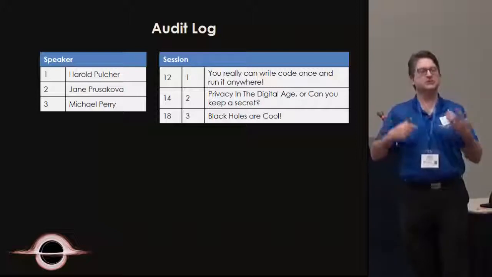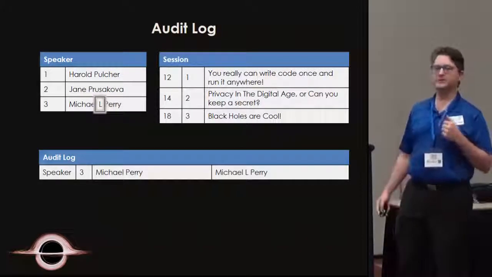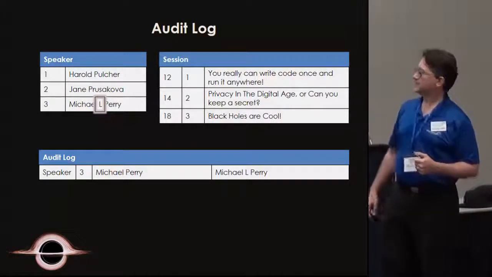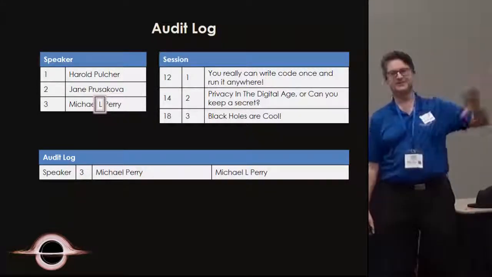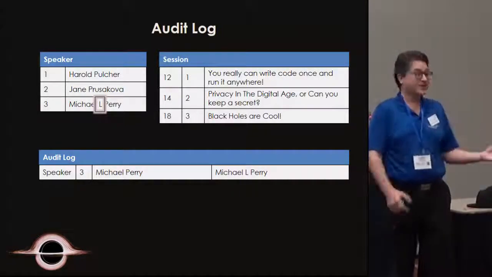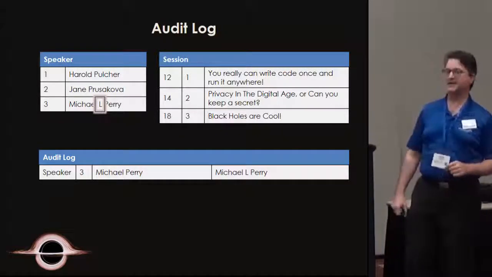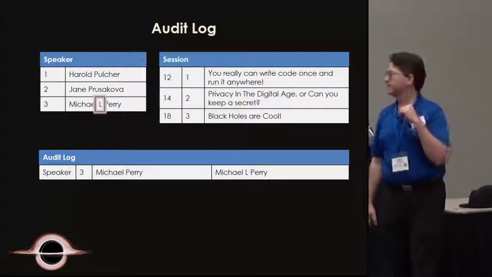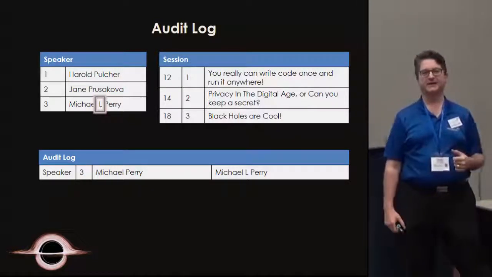But this data is going to change over time. And so we want to keep an audit log. We want to know when things have changed. So, wait a minute, somebody put my name in wrong. If you just search for Michael Perry, you'll get like the children's book author, the world's smallest giant, a whole bunch of really great people named Michael Perry, but it's not me, Michael L. Perry. That's me, so I needed to update that. And so I inserted into the audit log, hey, speaker number 3, I changed the name to insert the L.